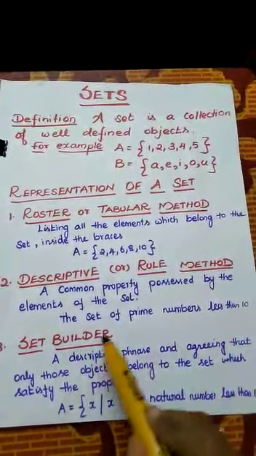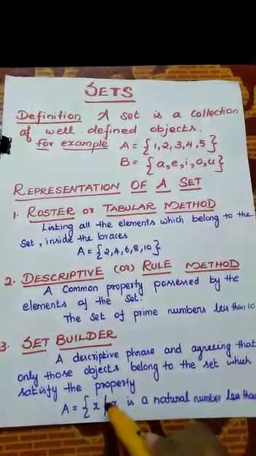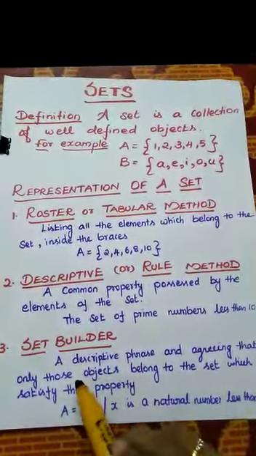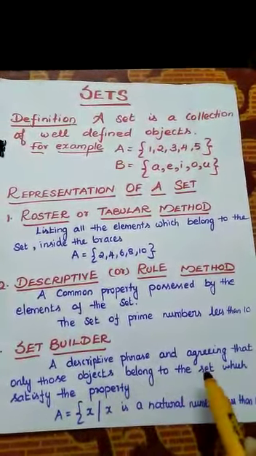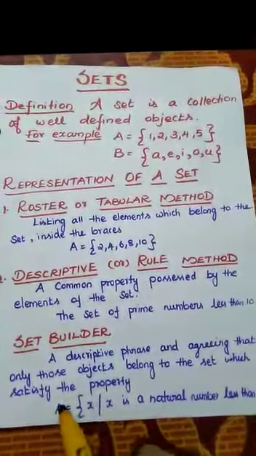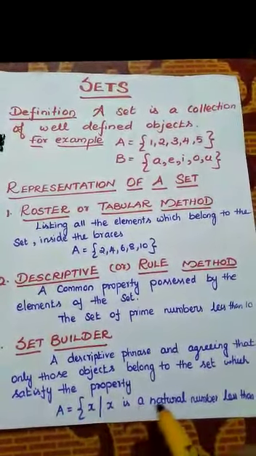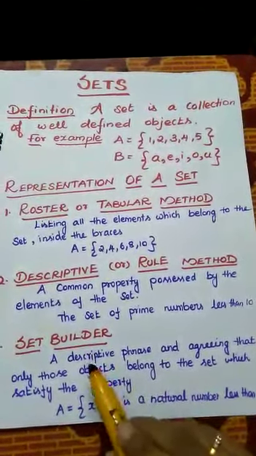The next one is set builder form. In set builder form, we just mention the set by one letter, then we have to write in statement form a descriptive phrase, agreeing that only those objects belong to the set which satisfy the property. Capital A equals the set of all x such that x is a natural number less than 15. This is an example for set builder.